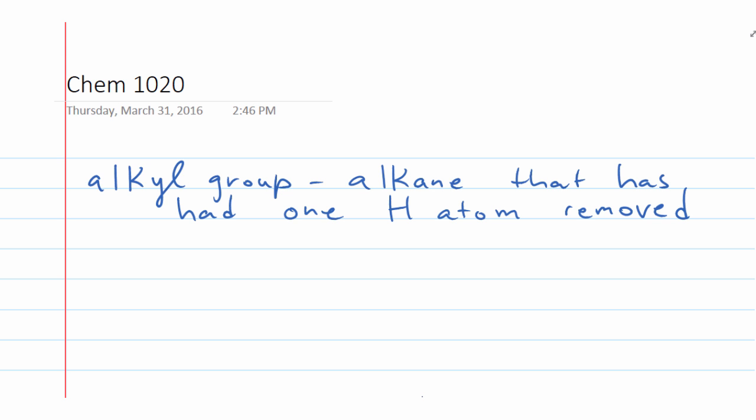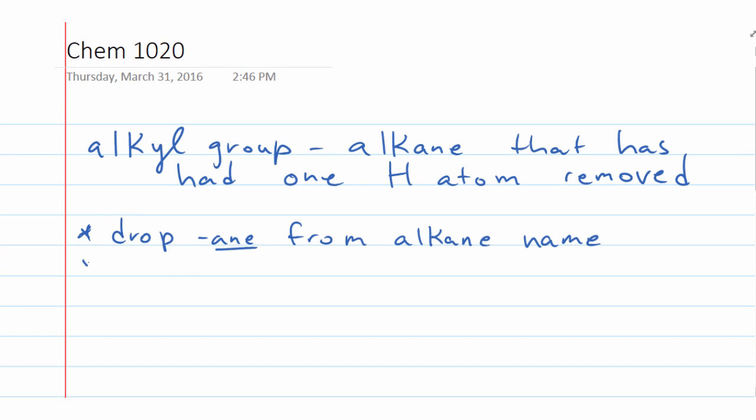Now we want to distinguish between these alkyl groups, and to distinguish between these alkyl groups, we have to be able to count carbon atoms. So to name an alkyl group, here's what we're going to do. To name, we drop the A and E suffix from the alkane name, and we replace it with the suffix of YL. So just like alkanes all have an A and E suffix, all alkyl groups have a YL suffix.